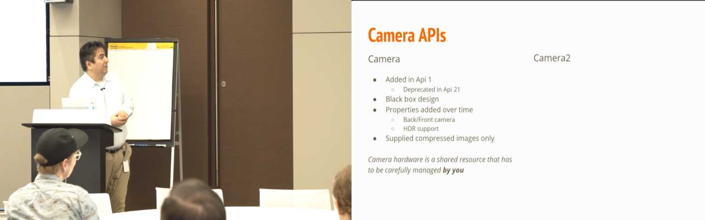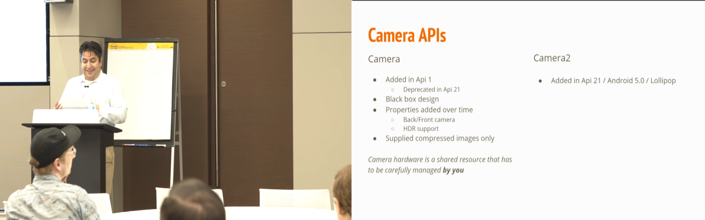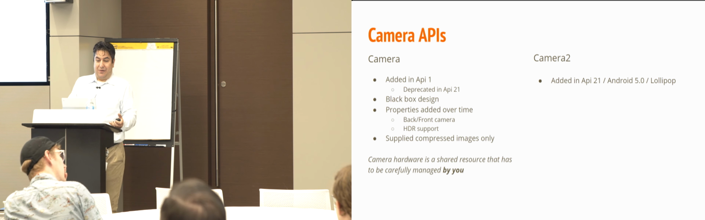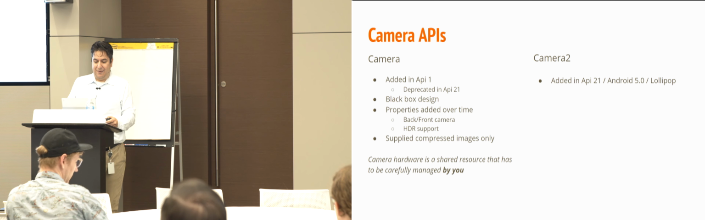But when burst mode came out, it became a bit harder to add that. It became a bit harder to find and set up newer features that were available. And so Camera 2 comes around. And it was added in API 21, or Android 5.0 or Lollipop for those.